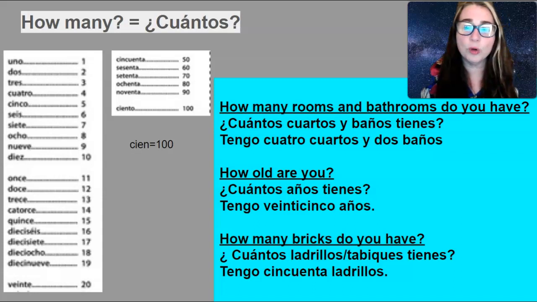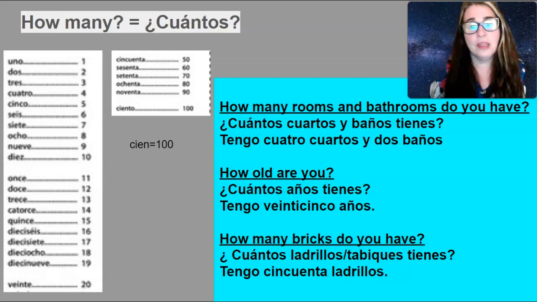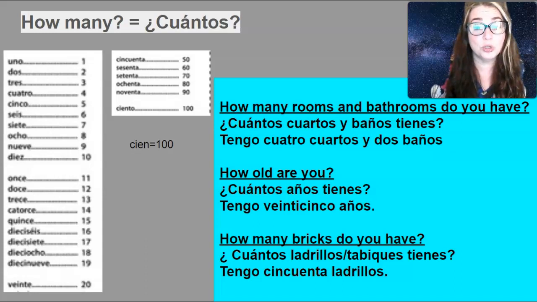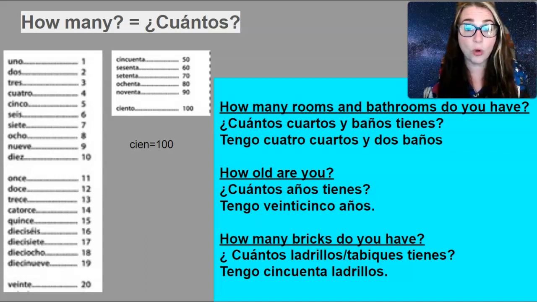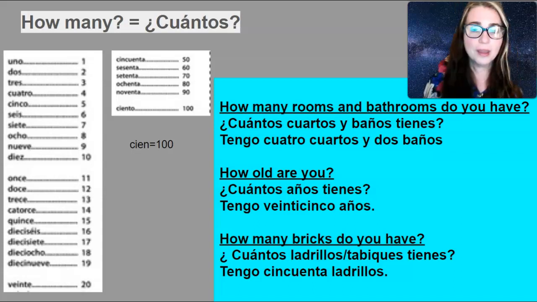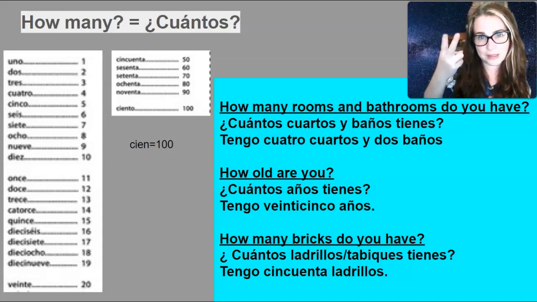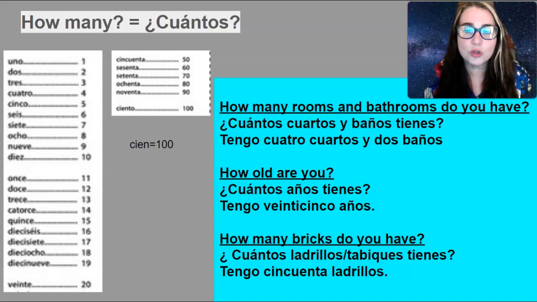So if I'm asking how many rooms and bathrooms you have, you would ask, ¿Cuántos cuartos y baños tienes? Then you would answer, I have 4 rooms and 2 bathrooms. Tengo 4 cuartos y 2 baños. I know that I put those together just to mess with you. And so it's cuatro cuartos. So they just flipped the R and the T back and forth. Let's do it again. Tengo 4 cuartos y 2 baños.